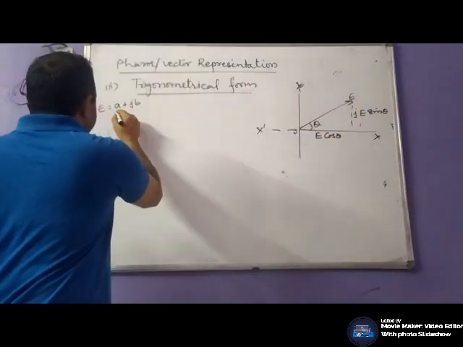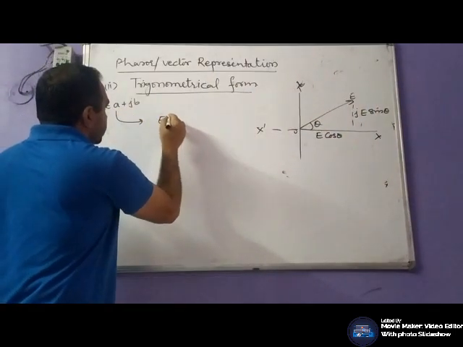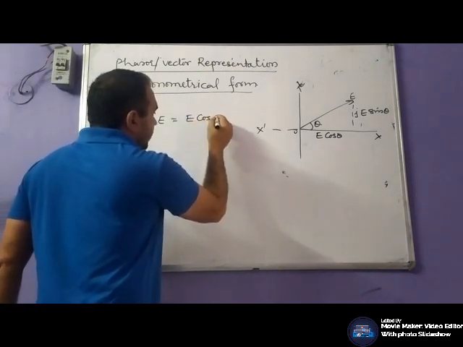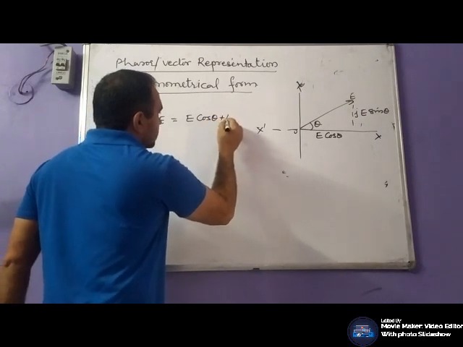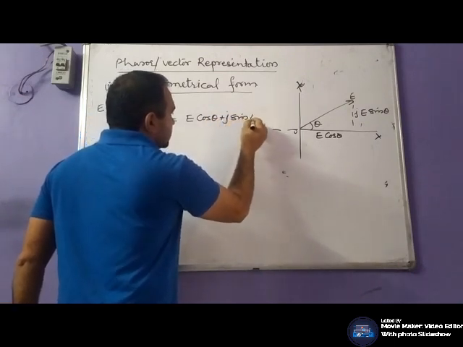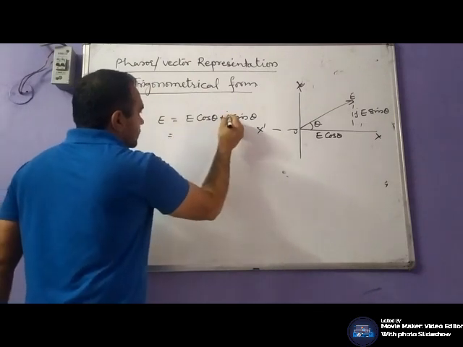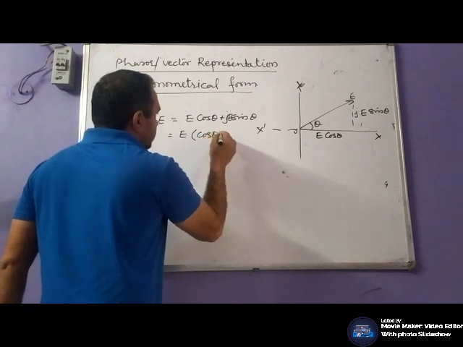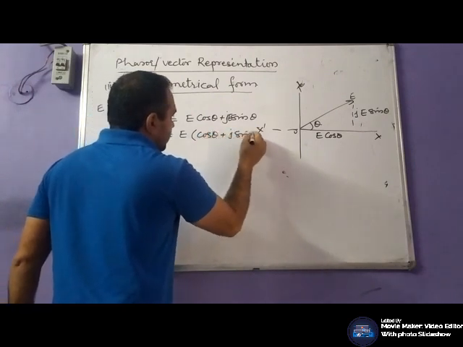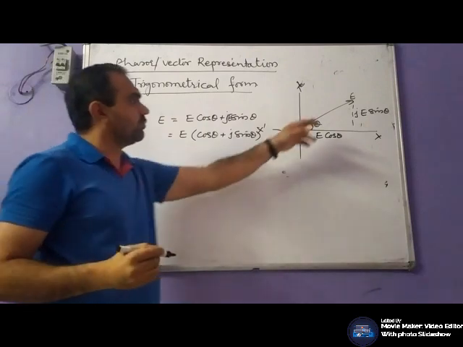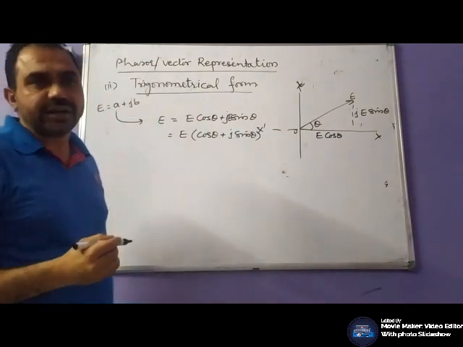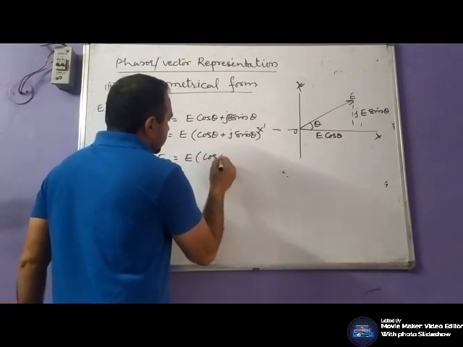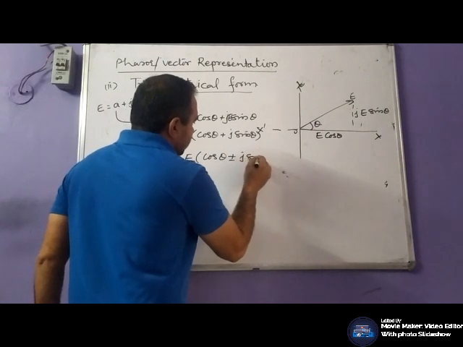So this representation is being represented in terms of cosine or sine of the angle, j sine of theta, E, or E cos of theta plus j sine of theta. The position of E may be anywhere in these 4 quadrants, so it may be represented by E cos of theta plus minus j sine of theta.